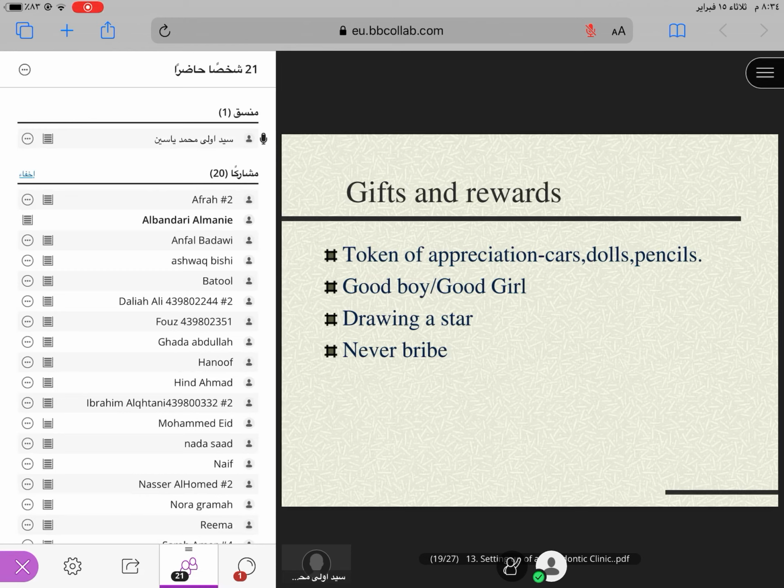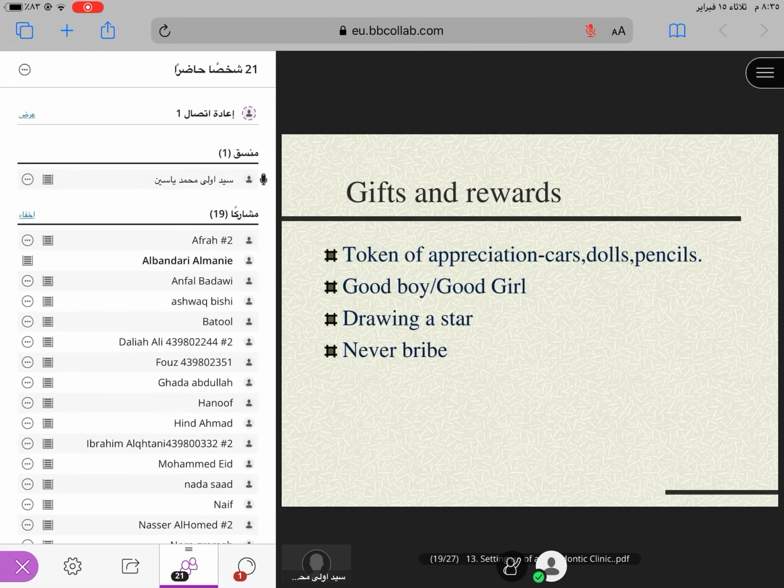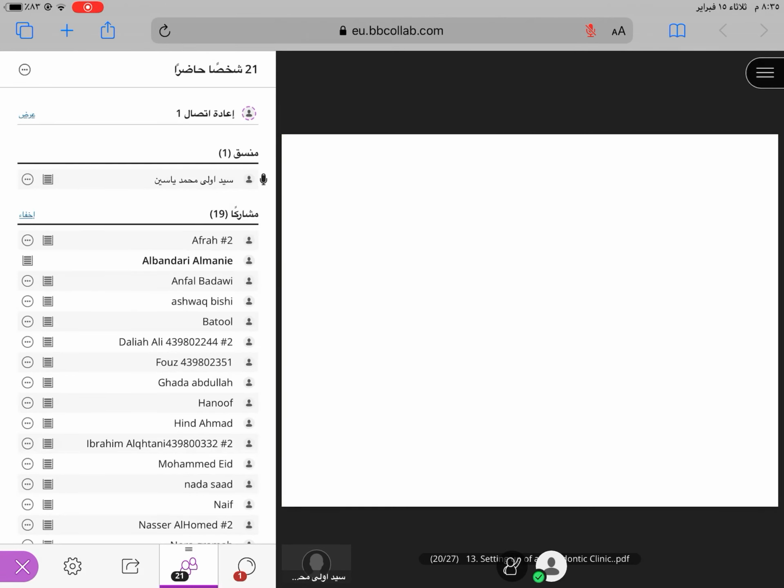A gift is given after the procedure is done. A bribe is given before the procedure. So bribe should never be done for the child. You should always give a gift if the child has been cooperative. This creates a positive behavior, positive reinforcement. Next time when he comes, he tries to display the same positive behavior so that you can deliver a quality dental care.